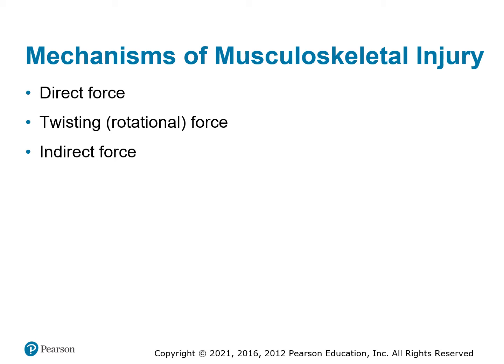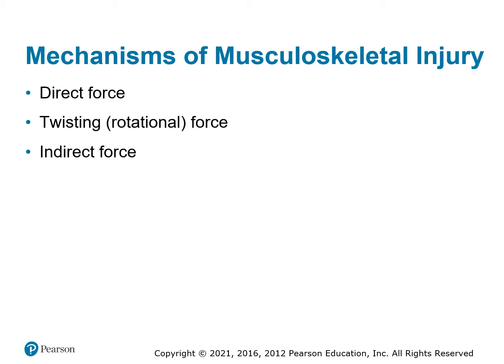Twisting or rotational forces, those are going to be the ones that cause a portion of the body to abnormally twist or rotate. So think of a basketball player going to plant to make a cut, and the leg gives out and things turn the wrong direction. That's going to create that twisting rotational force. Now these can break bones, but they will also be the kind of injuries that will tear and rupture tendons and ligaments. An indirect force is usually a result of a direct force.